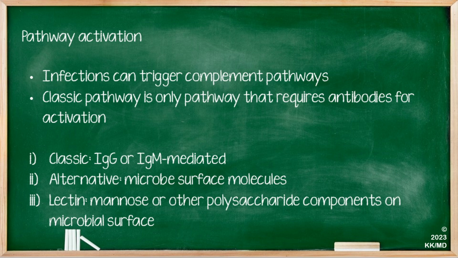If you were to discuss pathway activation, infections frequently trigger complement pathways, and the classic pathway is the only pathway that requires antibodies for activation. As we discussed previously, the classic pathway is IgG or IgM mediated, and that's your antibodies. Your alternate pathway is activated by microbe surface molecules, and your lectin pathway is activated by mannose or other polysaccharide components on the microbial surface.